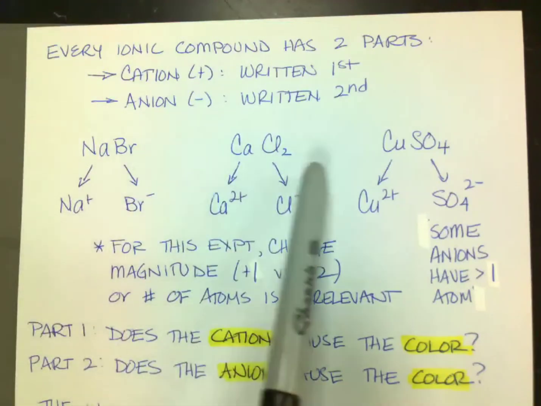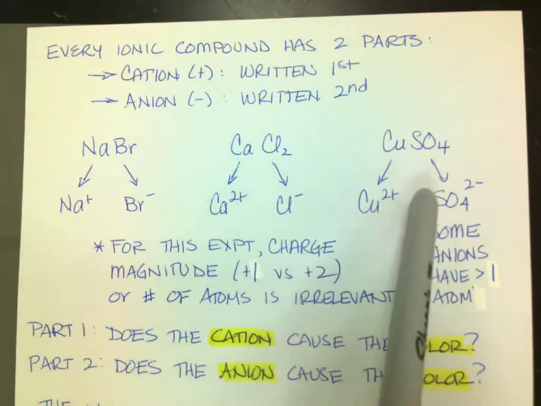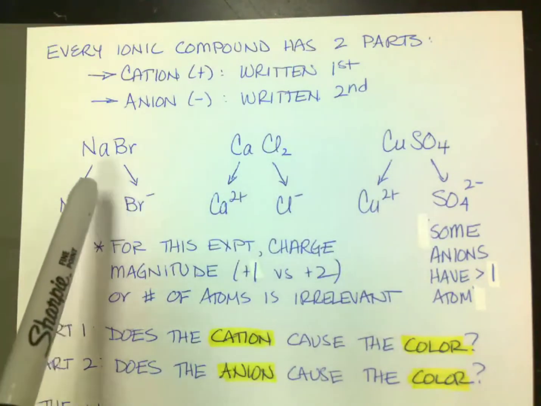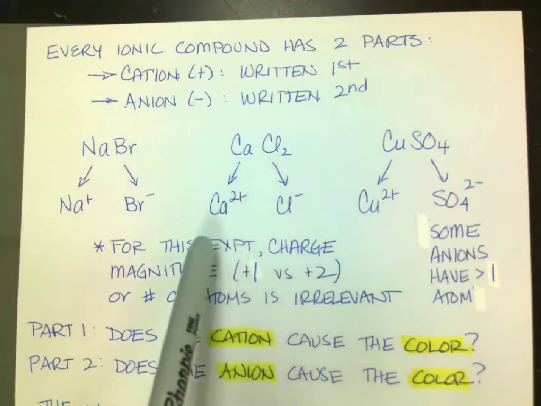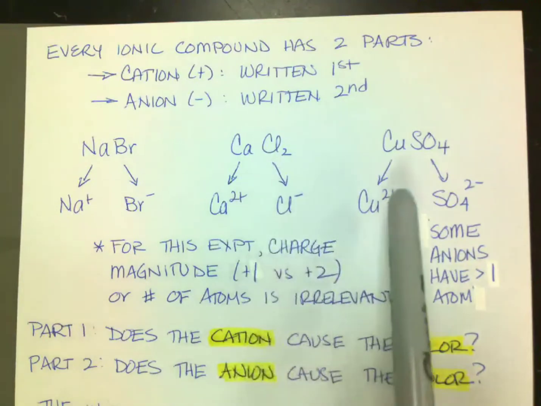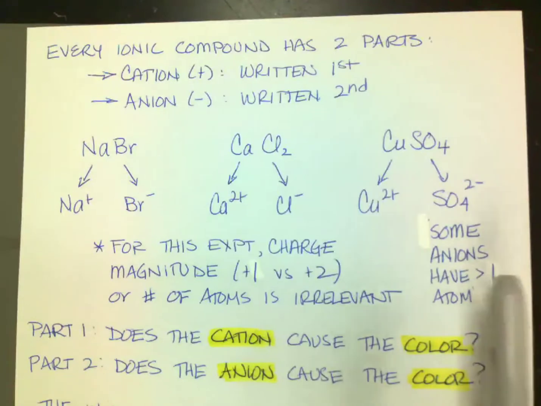So I have three examples here of ionic compounds: sodium bromide, calcium chloride, and copper(II) sulfate. Sodium bromide is made up of sodium ions and bromide ions. Calcium chloride is made up of calcium ions and chloride ions. Copper sulfate is made of copper ions and sulfate ions. Now, one thing to note, some ions, mostly anions, will have more than one atom. So for example, SO4 is called a polyatomic ion. There's more than one atom in that, and that overall has a charge. That is what's attracted to the copper.